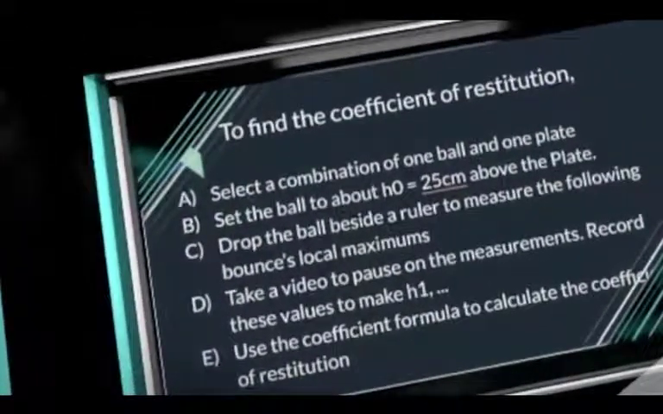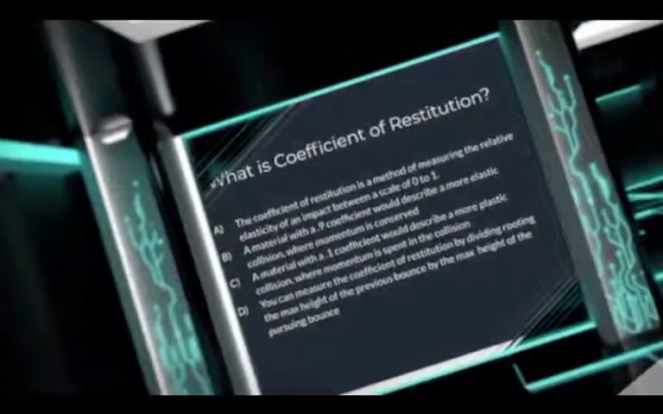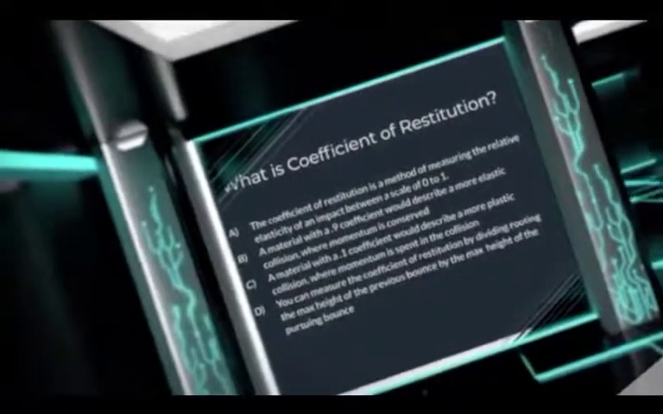Select a combination of a ball and plate, then set the ball to 25 cm above the plate, drop the ball beside a ruler, and measure the bounces in between. The coefficient of restitution is a method of measuring the relative elasticity of an impact on a scale of 0 and 1.